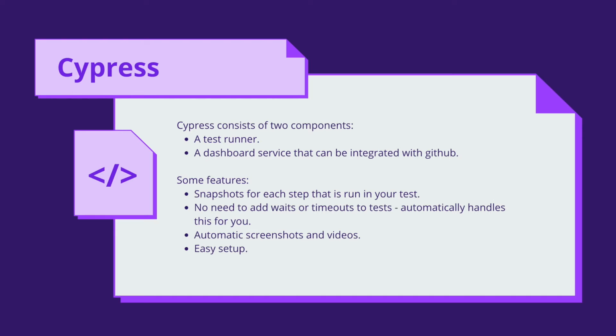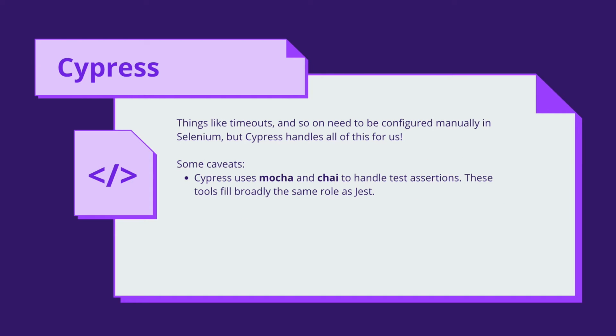That said, there are some downsides. Cypress only supports JavaScript for creating test cases, and it doesn't provide support for browsers like Safari or Internet Explorer at time of writing. So Selenium might be harder to set up, but it is a lot more flexible. Now, as I mentioned before, things like timeouts, which can help negate flakiness, usually get configured manually in Selenium, but Cypress handles all of this automatically for us.